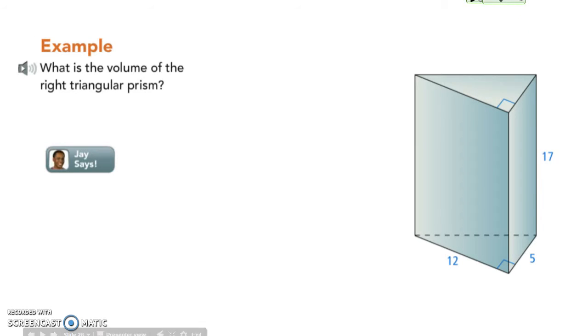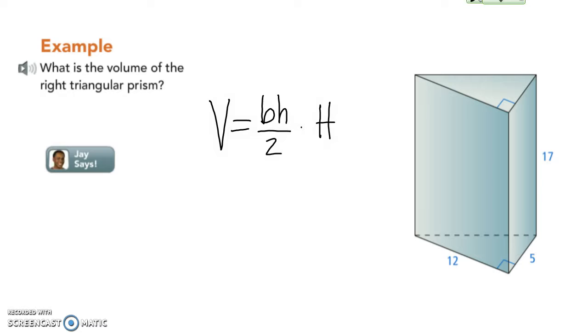So first I need to write my formula. Volume for the triangular prism, base times height divided by 2 times the height of the prism. Now remember, base times height divided by 2, this is coming from the triangular base. And then the height of the prism is the side that connects the 2 triangular bases. So let's look at that.